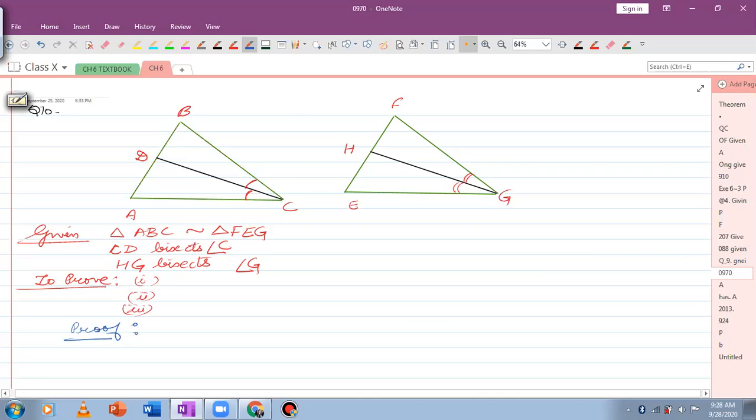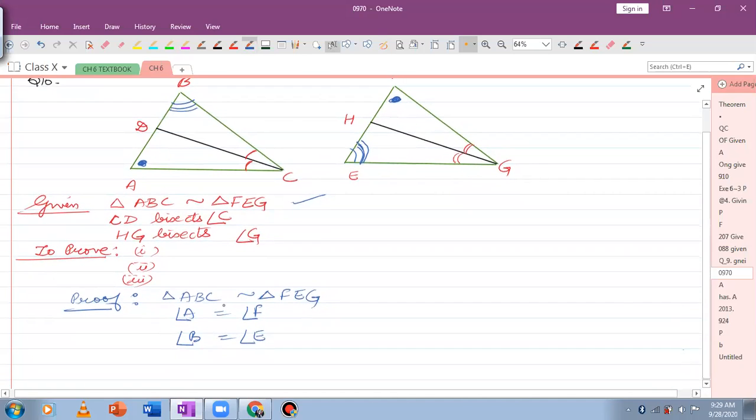I'm not writing the two proof part. You can just note down from the question. So I'm starting with the similarity that's given to me. Triangle ABC is similar to triangle FEG. So from here, angle A will be equal to angle F. Angle B will be equal to angle E. And angle C will be equal to angle G.